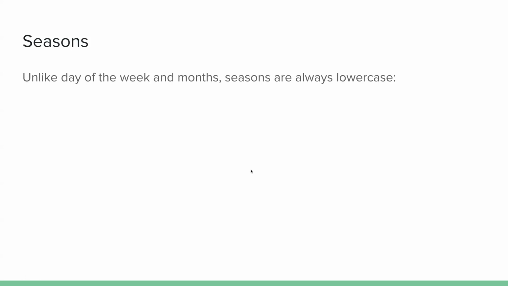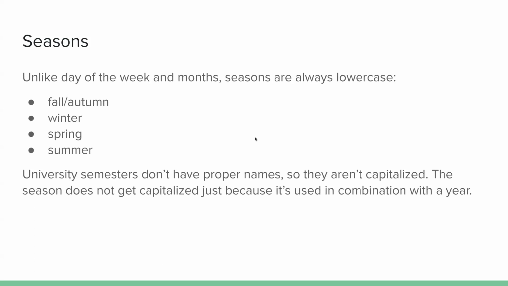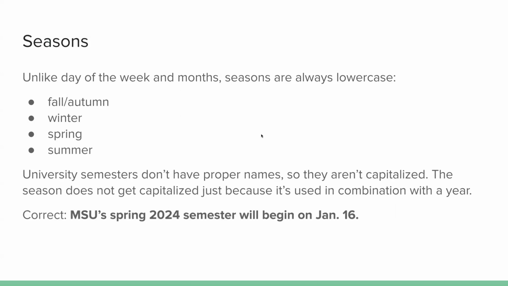Seasons are a little bit of an outlier because we capitalize days of the week and months, but season names, for whatever reason, are not considered proper nouns. So they're always lowercase: fall, autumn, winter, spring, summer. University semesters don't have proper names, so they're not capitalized. And you don't capitalize a season just because it's been paired with a year. So if I say the MSU spring 2024 semester will begin on January 16th, you've got the lowercase spring. And then in general uses, they're lowercase. I fertilize my lawn every spring and fall, lowercase.